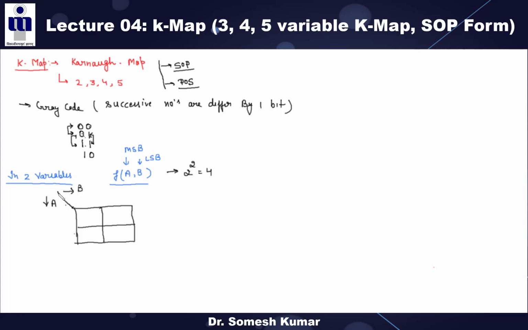There is no hard and fast rule. You can also assign B on this side and A on this side. You can assign these variables as per your choice, the LSB here or the MSB here. There is no hard and fast rule that the MSB must be assigned on this side or the LSB on that side. Now I told you that gray coding is used in the K-map, meaning the successive numbers, like this is your 0, this is your 1.